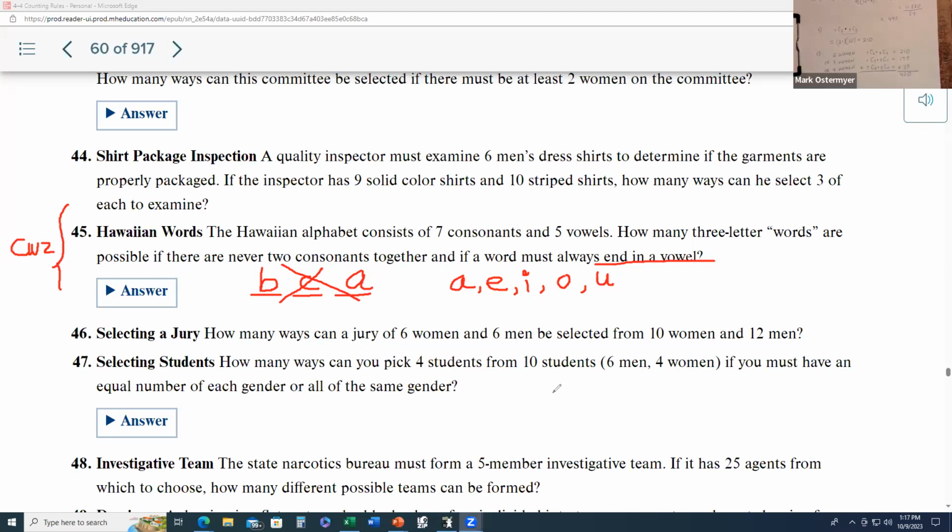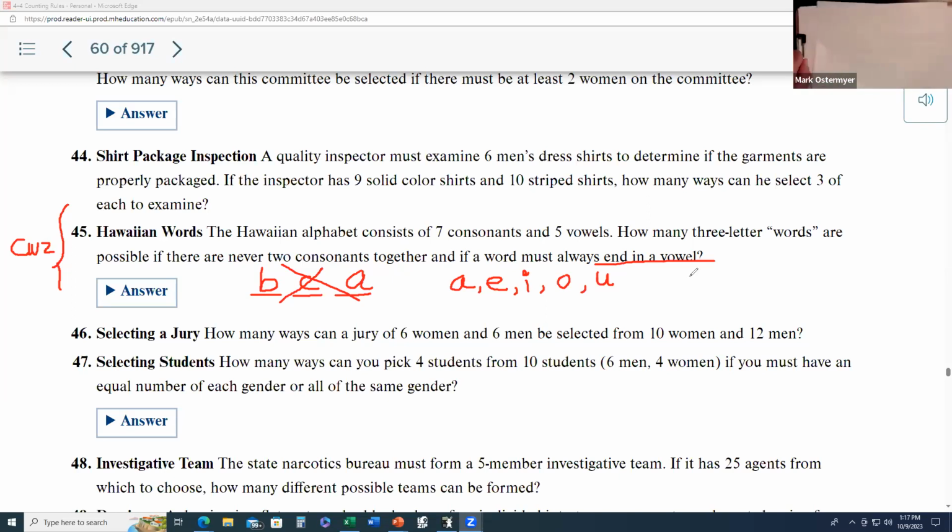All right, let's take a look at this problem here now. It says the Hawaiian alphabet consists of 7 consonants and 5 vowels. How many 3-letter words are possible if there are never 2 consonants together, in other words, adjacent to each other, next to each other, and if a word must always end in a vowel. Because the 3-letter word has to end in a vowel, we're not really concerned with that spot. We are concerned, however, with the 2 other slots to form this 3-letter word.